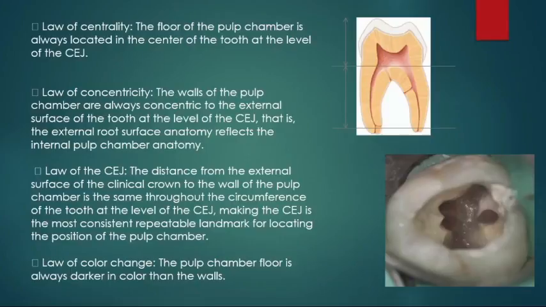The first one is the law of centrality, which states that the floor of the pulp chamber is always located in the center of the tooth at the level of the cemento-enamel junction. This law helps you to determine the depth to which you can go without causing any perforation. Here you can use an intraoral periapical X-ray or just place the burr against the tooth and measure it against the burr length to have an idea of the depth to which you can extend in search of the pulp orifice without causing any perforation.